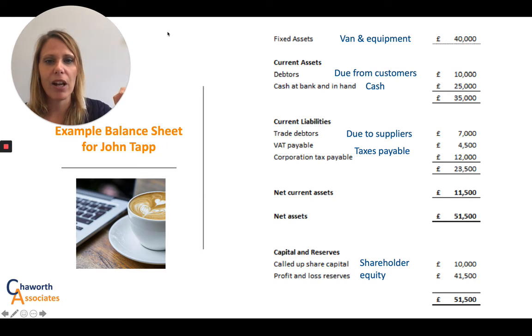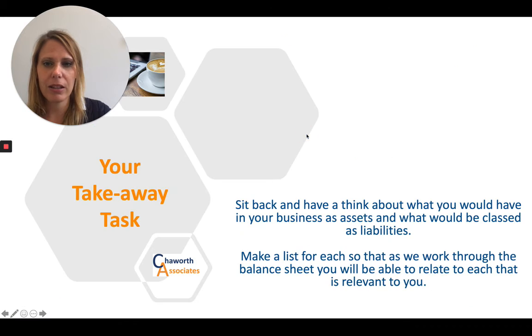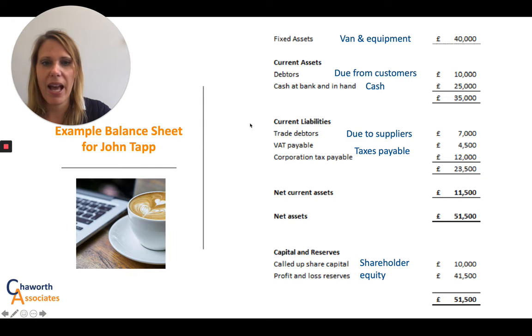Then he gets his current liabilities, and I've realised I put trade debtors there, and that should be trade creditors. So this bit here, I'm going to see if I can just quickly, oh no, it's not letting me do the pen on there today. Anyway, this bit here should say trade creditors rather than debtors. Apologies for a typo in that one.